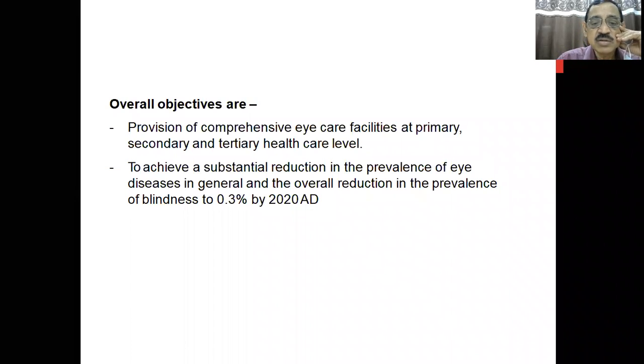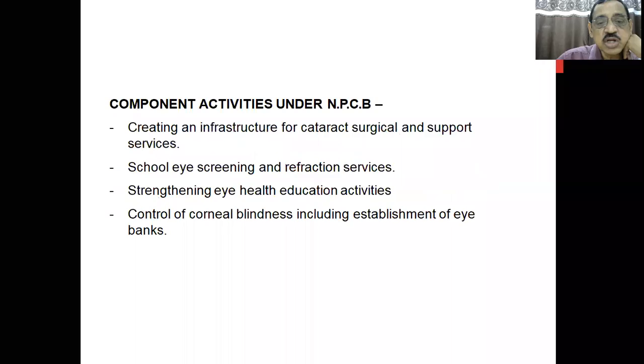And secondly, to achieve a substantial reduction in the prevalence of eye diseases in general, and overall reduction in the prevalence of blindness to 0.3% by 2020. I think we have not achieved it yet. Initially it was around 1.8 or so, and now I think we are around 1 or so, and it will have to be reduced to 0.3%. That is the initial goal.